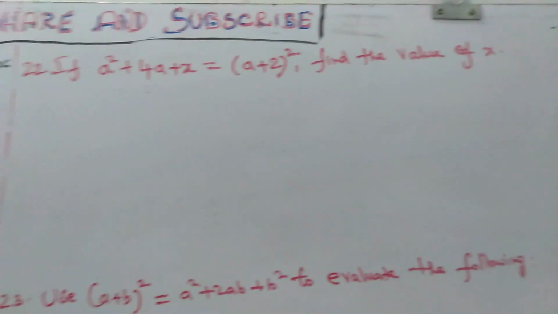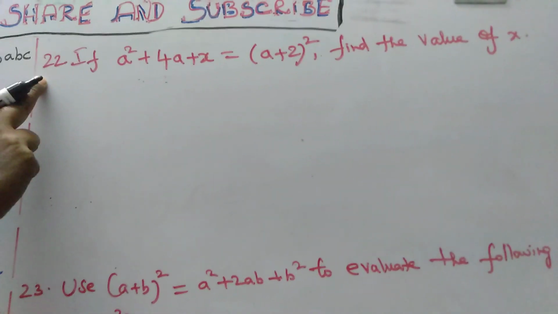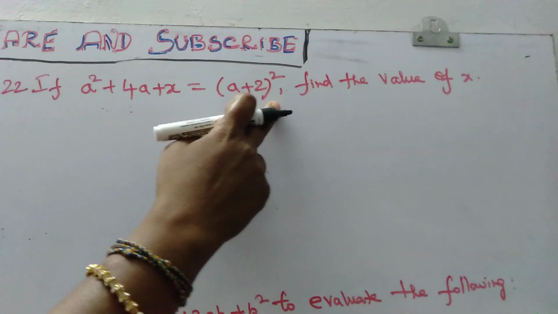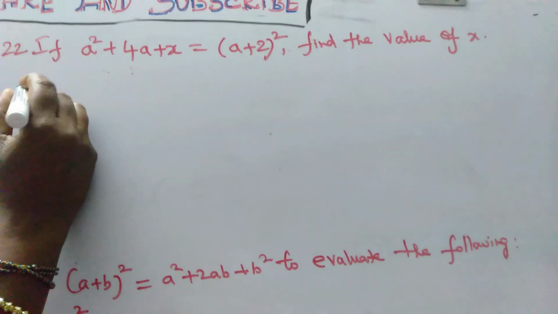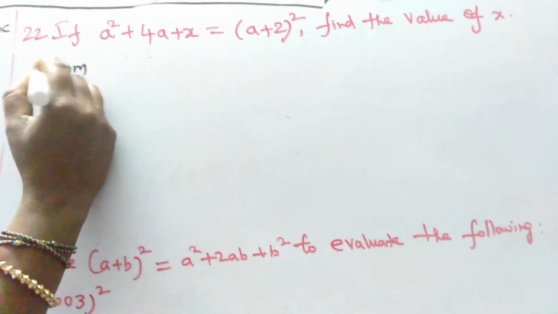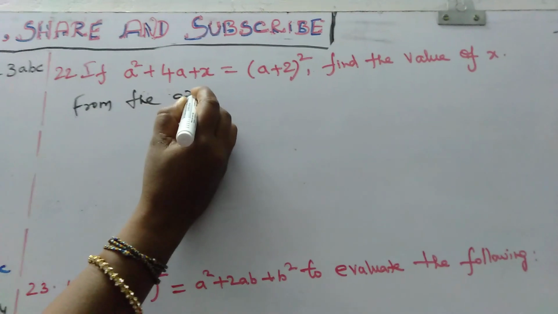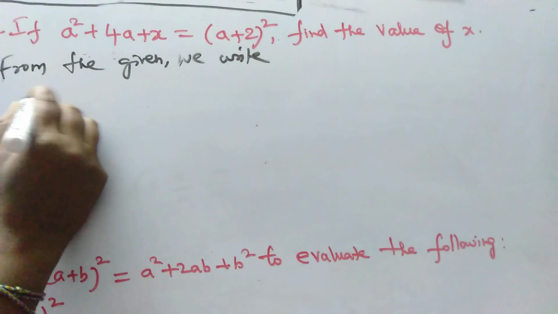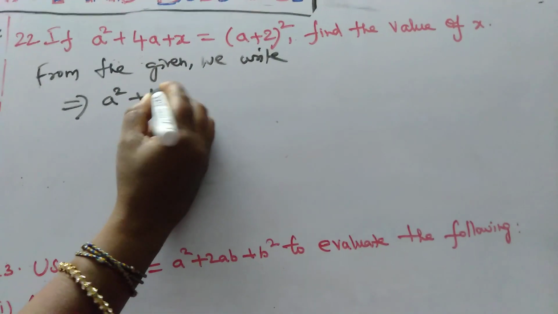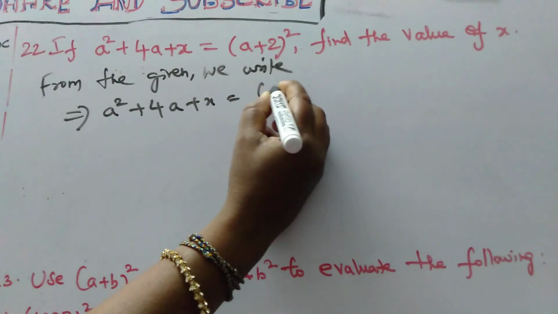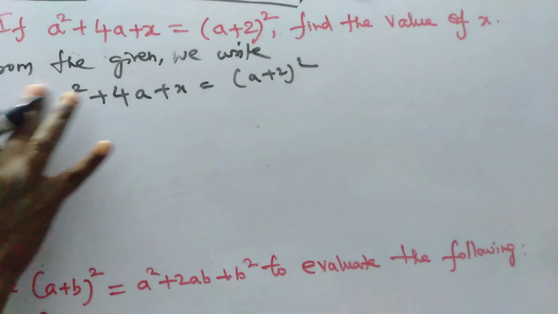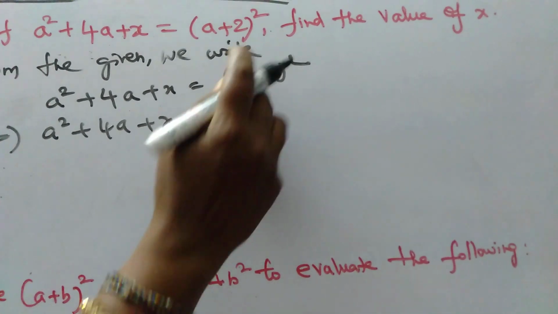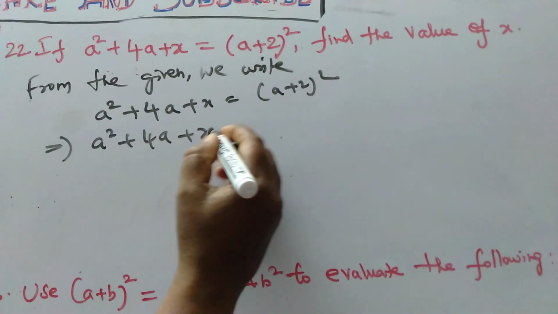Okay. Next question is question number 22. If a square plus 4a plus x equals a plus 2 the whole square, we have to find the value of x. So from the given, we write that is a square plus 4a plus x is equal to a plus 2 the whole square, which implies a square plus 4a plus x, and we are expanding this one. Very easy and simple question.